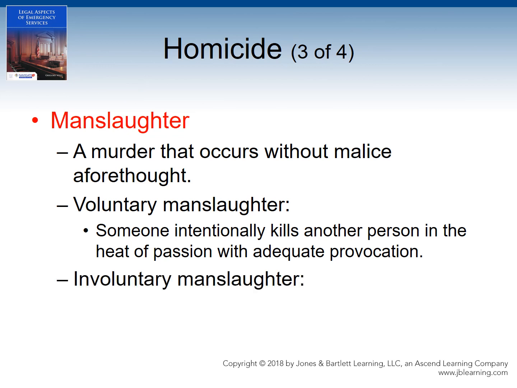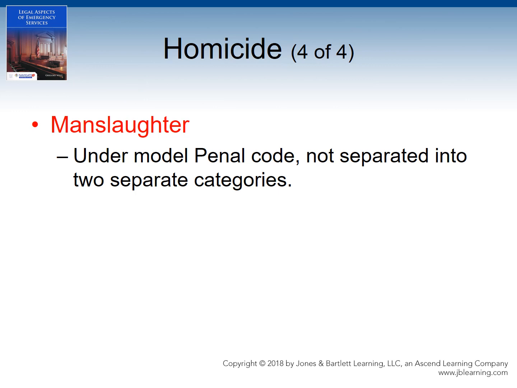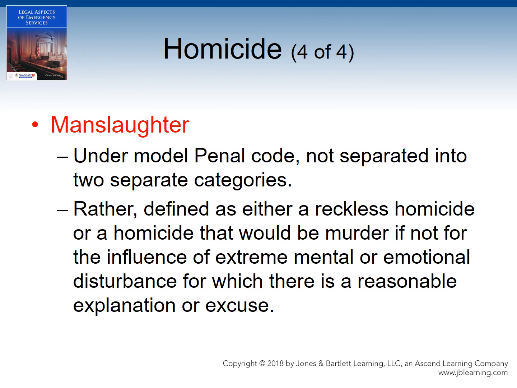The second type of manslaughter, involuntary manslaughter, occurs when a person negligently or recklessly kills another person. Under the Model Penal Code, manslaughter exists, but it is not split up into voluntary and involuntary. Rather, manslaughter is defined as either reckless homicide or a homicide that would be murder if not for the influence of extreme mental or emotional disturbance for which there is a reasonable explanation or excuse.